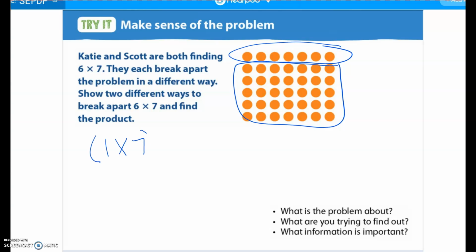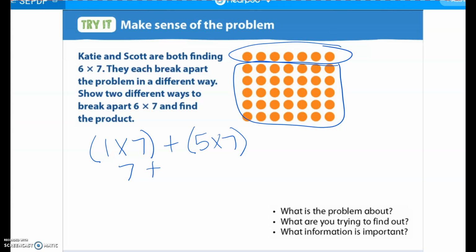So one way 6 is really easy to break apart is a 5 and a 1. So I would leave my 7 alone and I'd break apart the 6. I would break it apart into 1 times 7 and I would add that to 5 times 7. The reason that's such a good way to break it apart is because it's easy to count by 5s, and we know when we multiply by 1 it's just the other number. So 7 times 1 is 7.